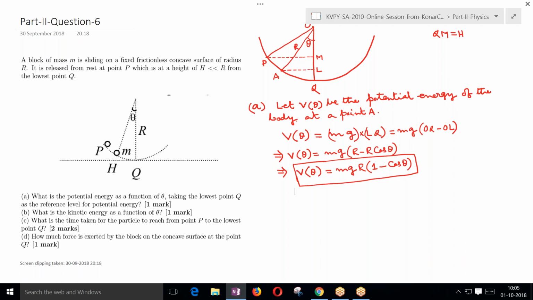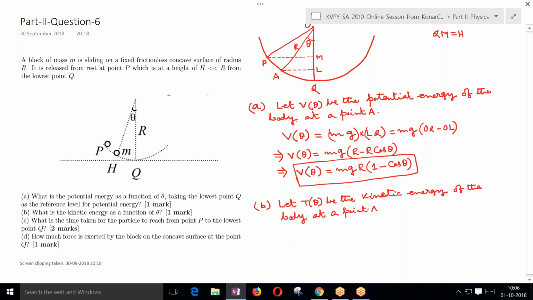For the second part of the question, let T theta be the kinetic energy of the body at the point A. Now how to find it? Here the law of conservation of energy comes into the picture. So T theta should be equal to what? Potential energy of the body at the point P minus potential energy of the body at the point A, because whatever the loss of potential energy gets converted to kinetic energy.